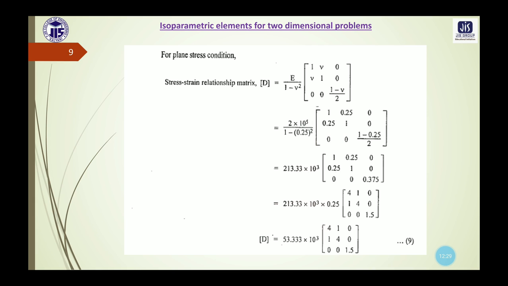Now considering the plane stress condition, the stress strain relationship matrix or the D matrix formula is E by 1 minus nu square multiplied by a 3 by 3 matrix. Now the values of this Young's modulus and the Poisson's ratio are actually given in this numerical. So we need to put the values of this Young's modulus and Poisson's ratio in this stress strain relationship matrix. And finally, after several steps, we are getting the value of the stress strain relationship matrix D as equation number 9.